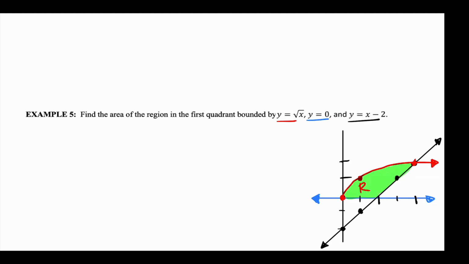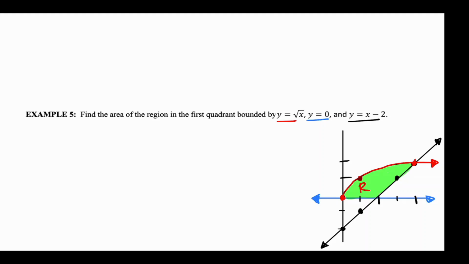So if you graph this one, there's three graphs. The square root of x, 0, which is the x-axis, and then the linear y equals x minus 2. I color-coded them red, blue, and black.